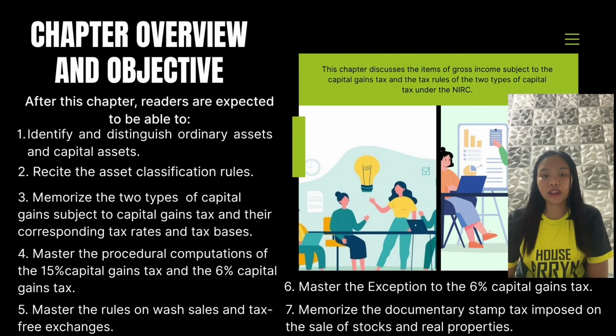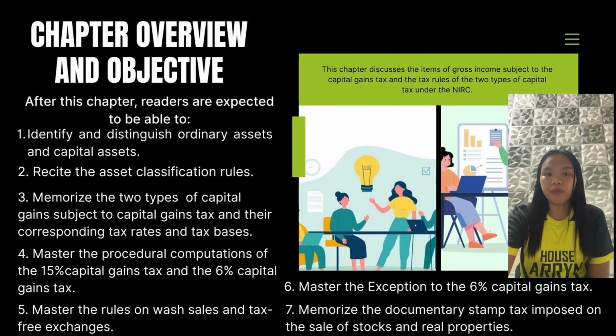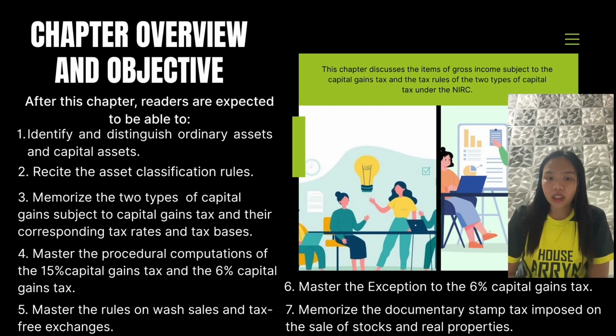Second is classification rules. This covers the specific rules and regulations used to categorize assets. Third is memorizing the two types of capital gains subject to tax and their corresponding tax rates and tax bases. This implies there are different tax rates and calculation methods depending on the type of capital gain. Fourth is mastering procedural computations of the 15% and 6% capital gains tax. This indicates the chapter will cover the detailed calculations involved in determining the tax.